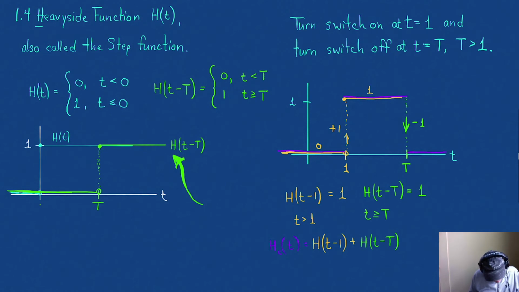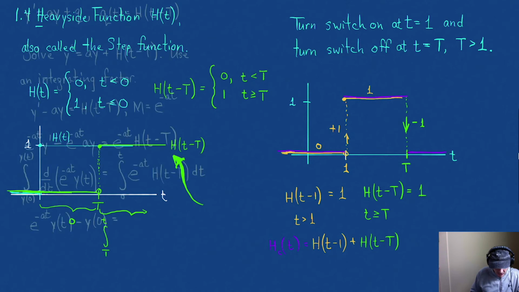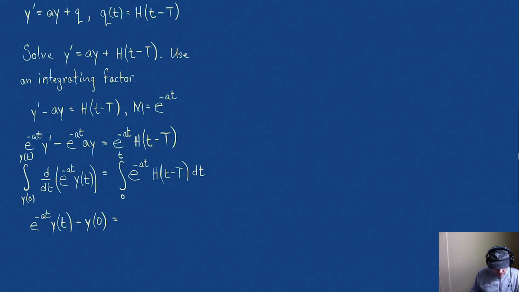Well, look at this. From 0 to capital T, this is just the 0 function, and the integral of 0 is just 0. But what we do have to integrate is from capital T onward, because there h of t is 1. So really our limits of integration are from capital T out to t. With that in mind, let's go back to our other screen and solve this. So now this is really the integral.